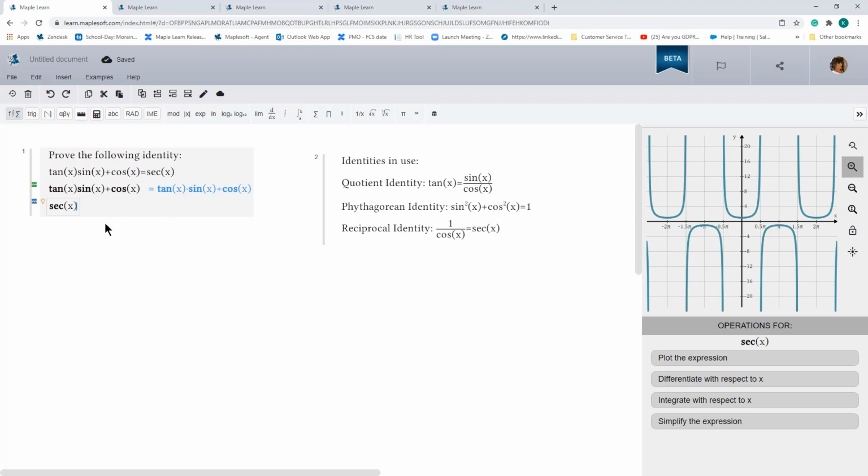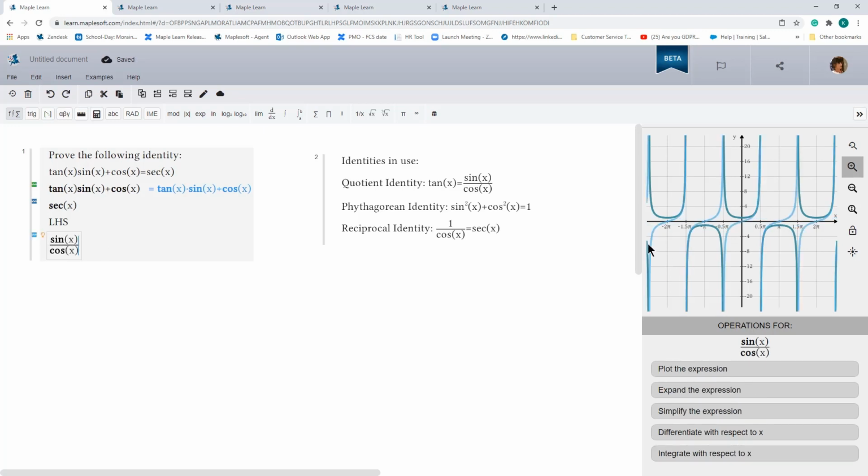I'll show you what I mean. So in this particular example, we're going to go ahead and manipulate the left-hand side and show that the left-hand side is equal to the right-hand side. So step one is to go ahead and rewrite tan of x using the quotient identity. That we'll get sine of x over cos of x.